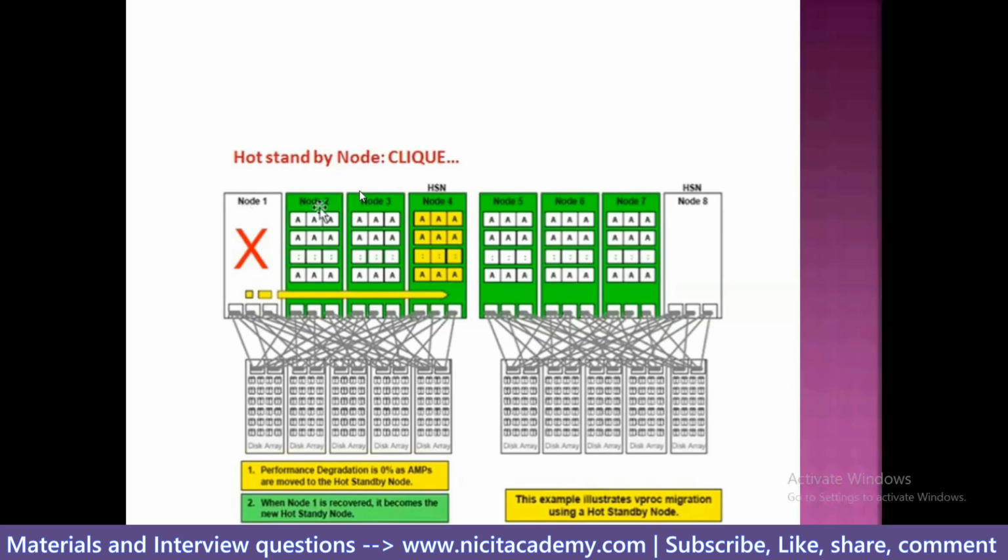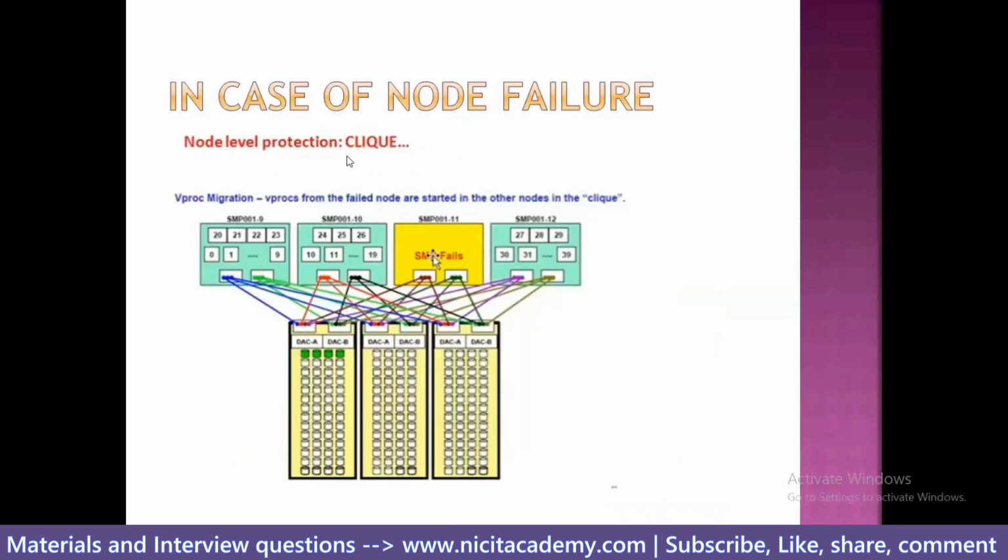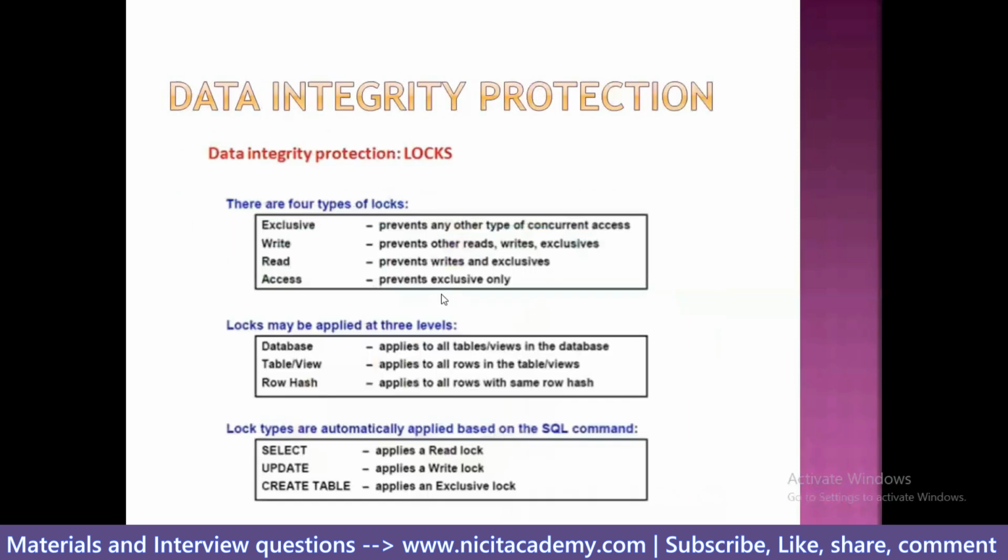If any of the nodes fails, whatever the database is processing will be transferred to the standby node, and then the repaired node will become the hot standby node. This is how the clique concept is maintained. In case of node failure, whatever was handled by this disk and everything will be transferred to the other node, so there won't be any failure.